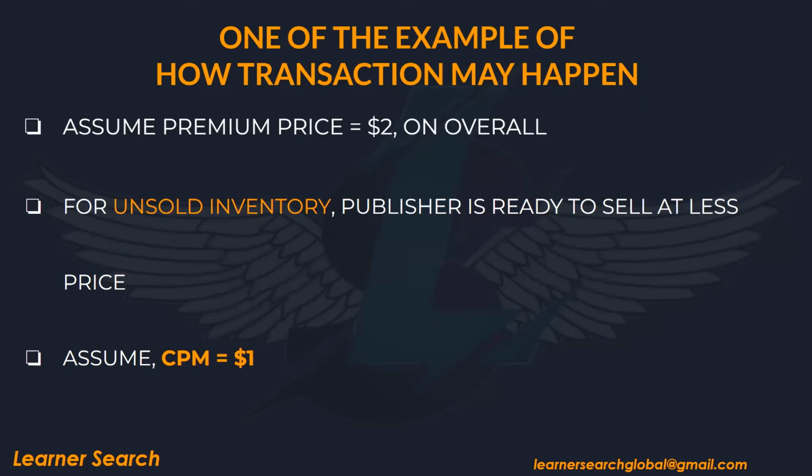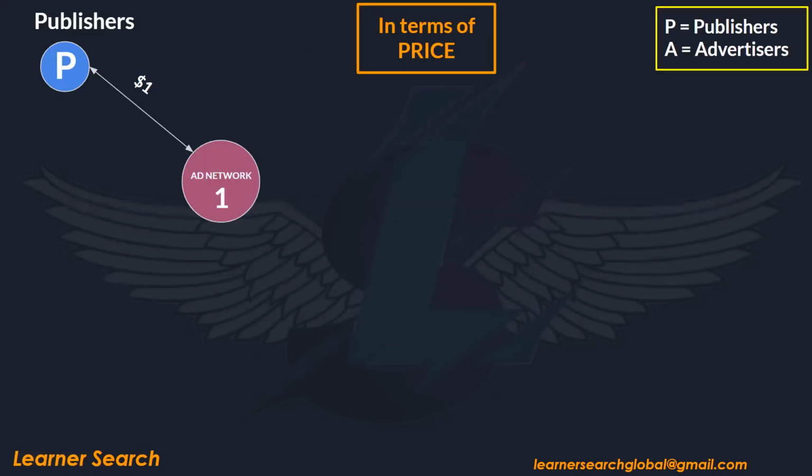I will take another example, showing how the transaction happens. Let's assume the premium price is $2 overall. Overall, in the sense, they like to sell at $2 for premium. For unsold inventory, whatever is leftover, the publisher is ready to sell at a lower price. Let's assume CPM equal to $1. Step by step, I will show it in the slide. If there is anything to be corrected, I will do it, but please try so that you can get the concept.